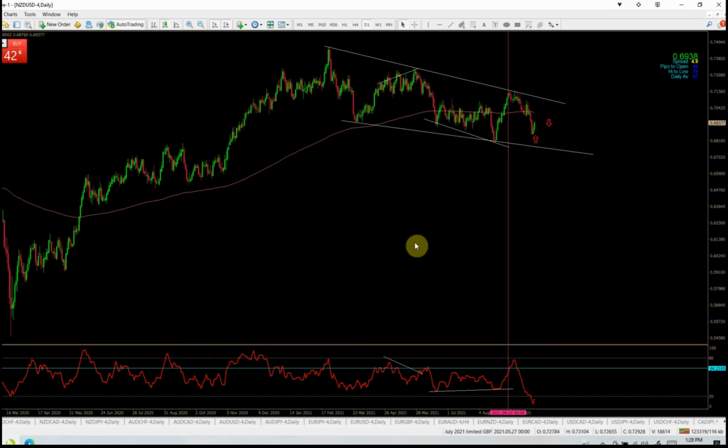Okay, we do still have divergence here. This was the last swing high up here, and we made another swing high, although it's a lower high, and we still have divergence. You can see this where the money flow index was back here compared to over here.